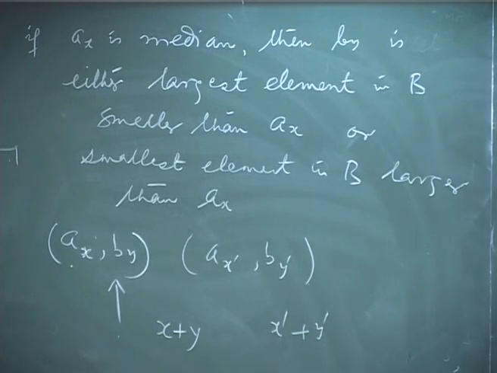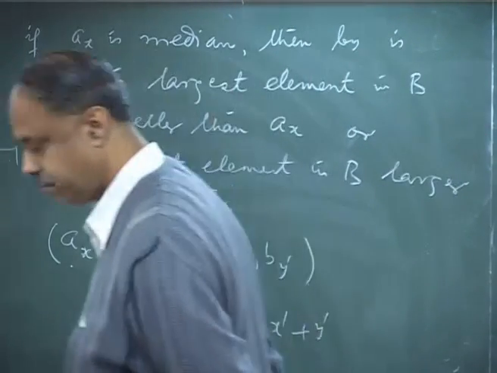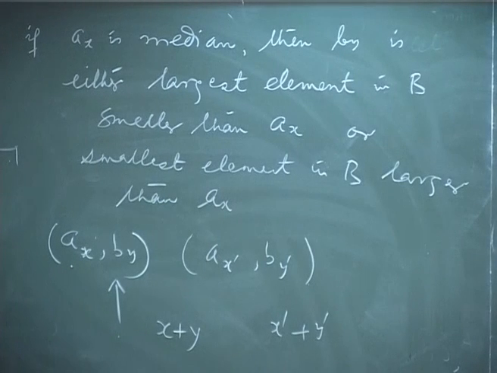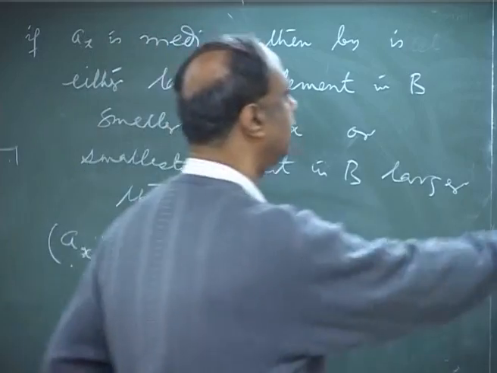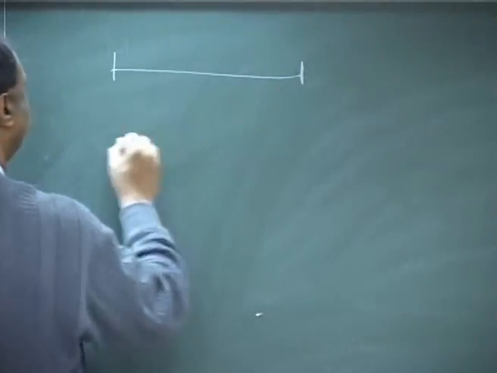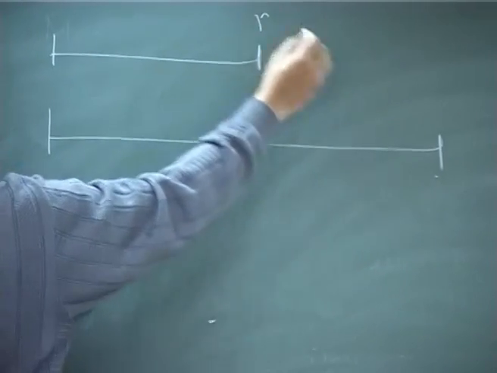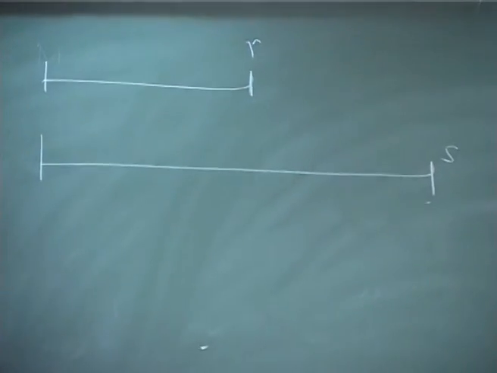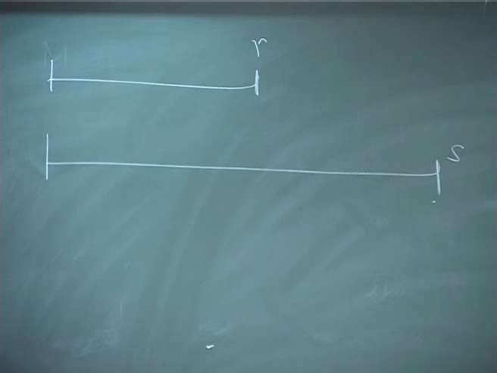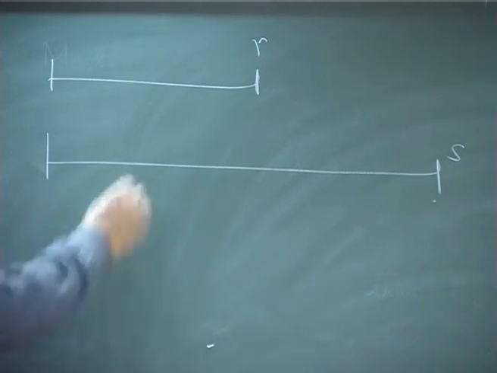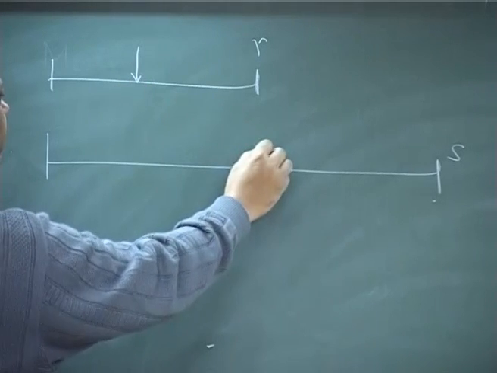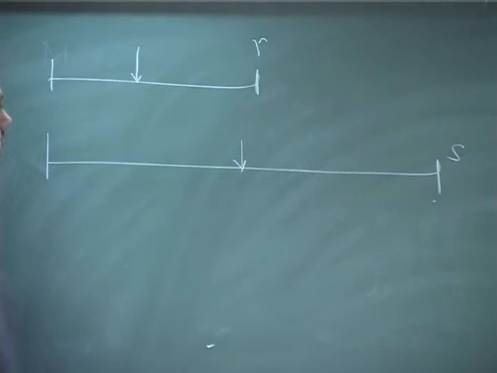Why aren't we finding out the exact median? How can you find it, tell me? This is the sorted sequence. I have one sorted sequence, you have another sorted sequence. This size is R, this size is S. Now let's understand. You got the middle element of this one, and the middle element of this one.